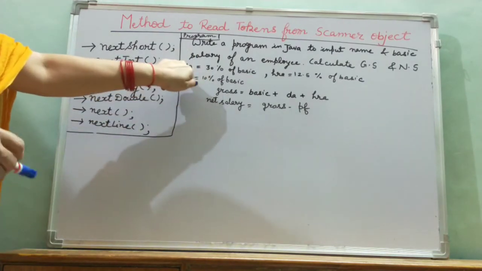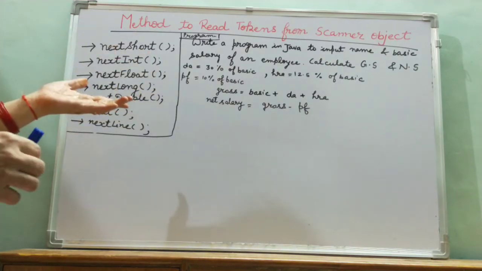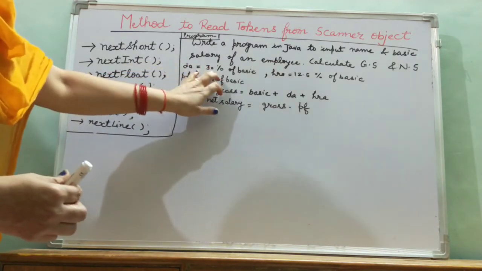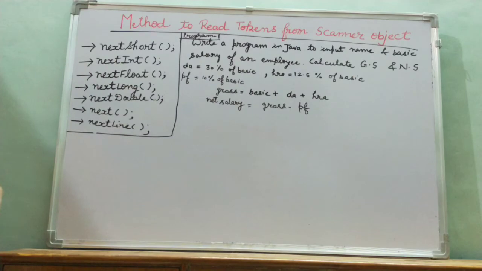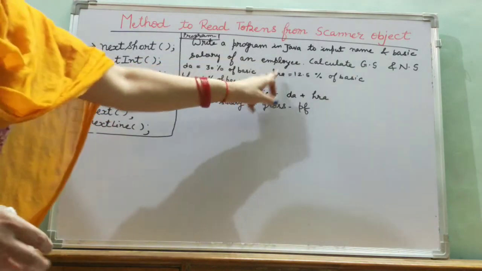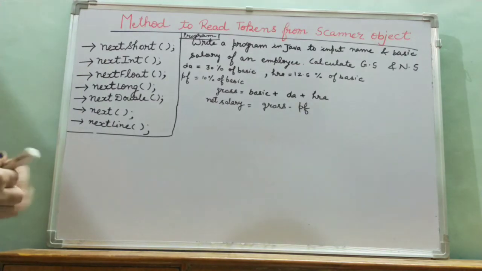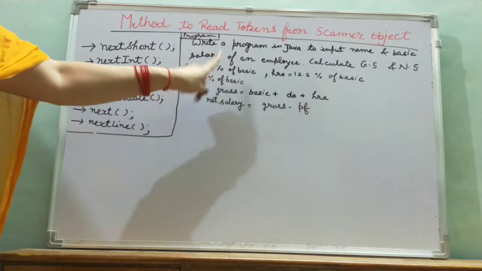Here dearness allowance is given. Dearness allowance means that on the salary, the company provides the employee some percentage on the basic salary. Here DA is given as 30% of the basic salary, and HRA, meaning house rent allowance, is 12.5% of the basic salary, and provident fund, this is PF, is 10% of the basic salary.